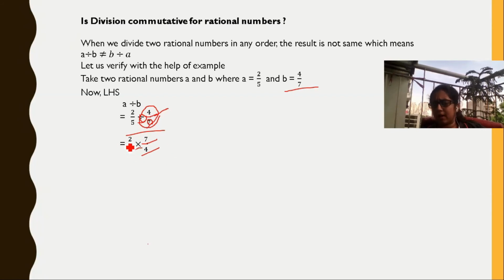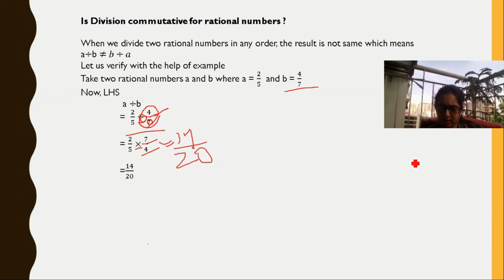We will multiply the numerators with each other, 2 into 7, 14. And 5 into 4, we multiply the denominators with each other, we get 20. So our answer is 14 upon 20. When we solve the left hand side, we got 14 upon 20.